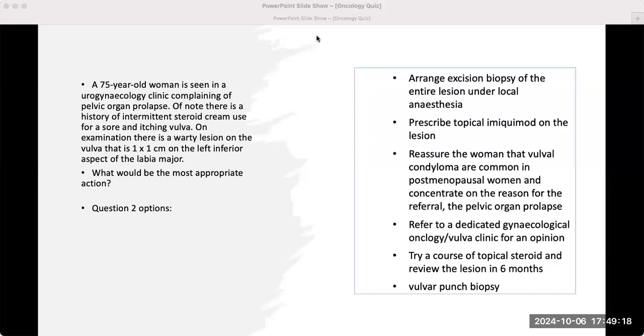We have just mentioned in the previous question that taking a biopsy from a suspected cancer case is the next step, or the first step in making a diagnosis, correct? But unfortunately, again, situation awareness will change the answer. What is the situation awareness? Where are you here? You are in the urogynecology clinic, correct? So do you think that taking a biopsy will be done in the urogynecology clinic? No, right? So refer to a dedicated vulval oncology or vulval clinic.